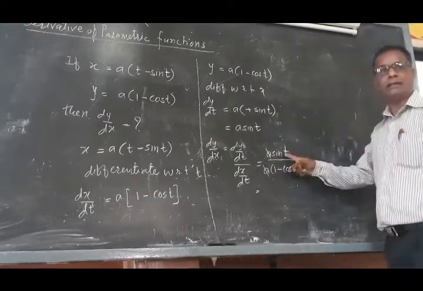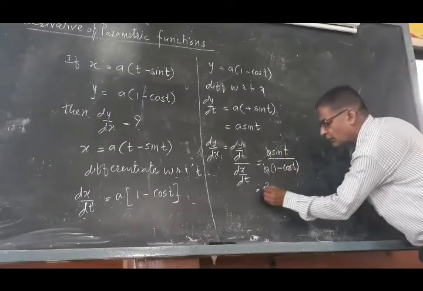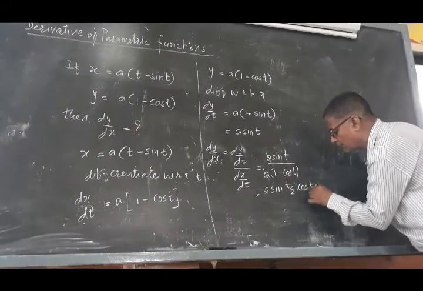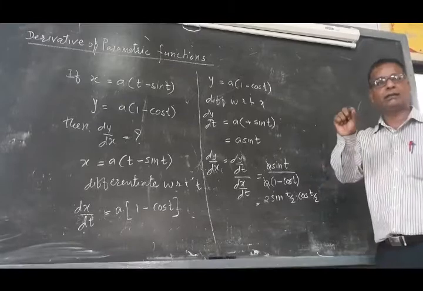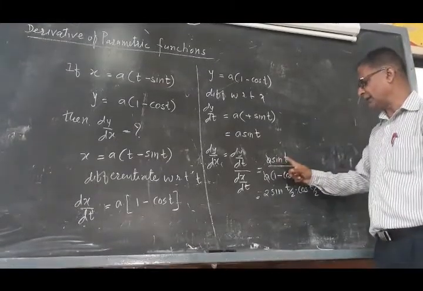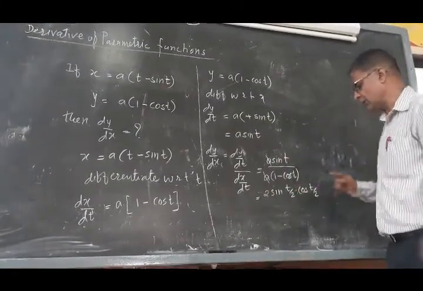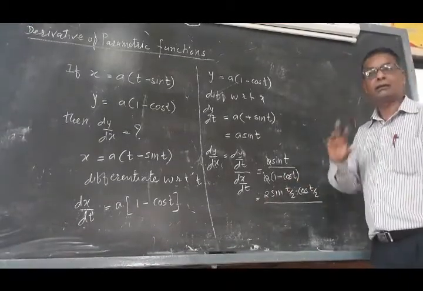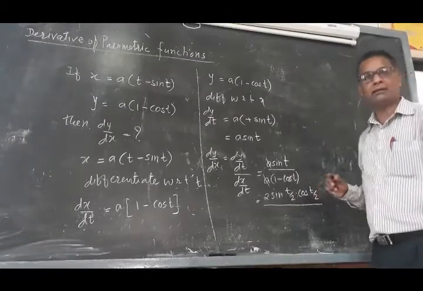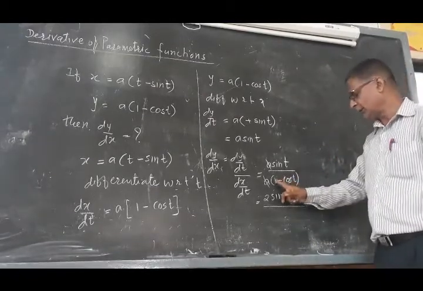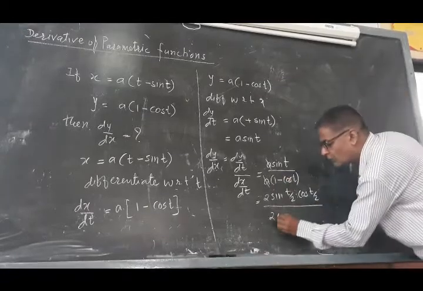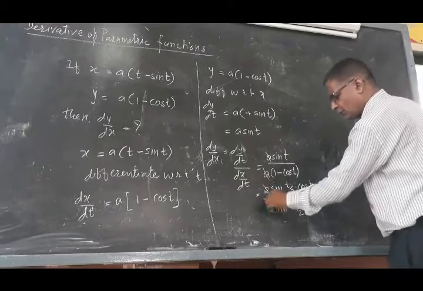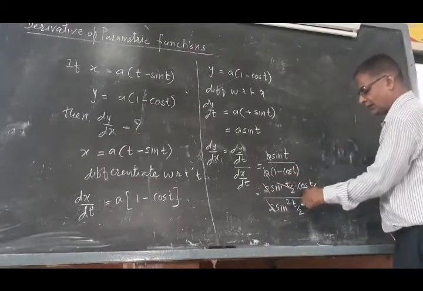We can use the half angle property here. sin t means 2 sin t by 2 into cos t by 2. We know that sin 2x is equal to 2 sin x into cos x. Divided by, we know the converted formula that 1 minus cos 2 theta is equal to 2 sin square theta. Therefore 1 minus cos t is equal to 2 sin square t by 2. So what can you get here? The 2 gets cancelled, and one sin gets cancelled here.